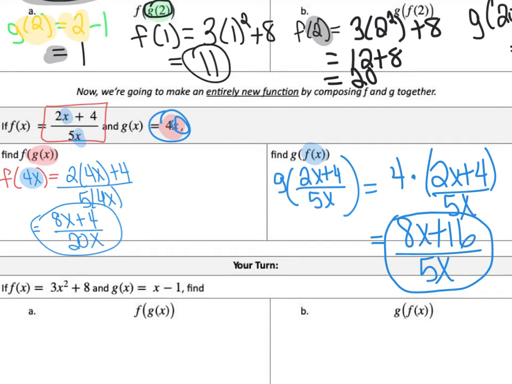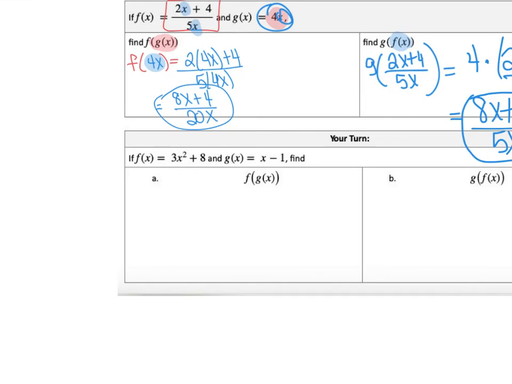Okay, so let's just try that again. Let's look at another couple of examples here. So we have f of x is 3x squared plus 8, and g of x is x minus 1. And I am finding f of g of x, which means I'm going to use my function f, and I'm going to evaluate it for g of x, which is x minus 1.